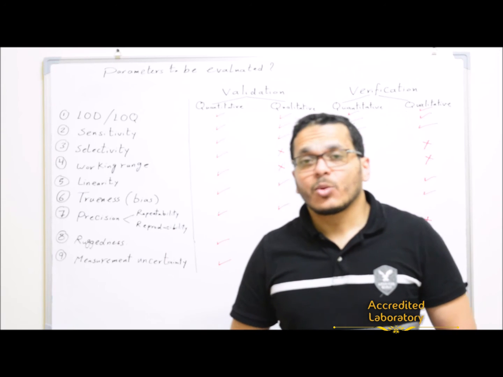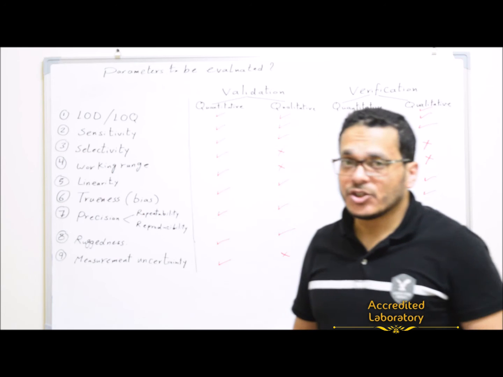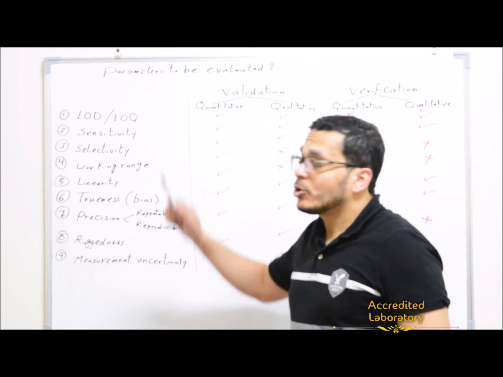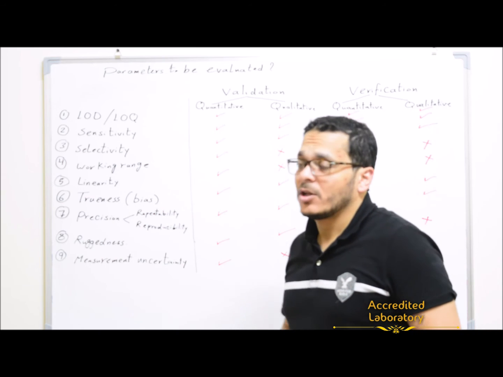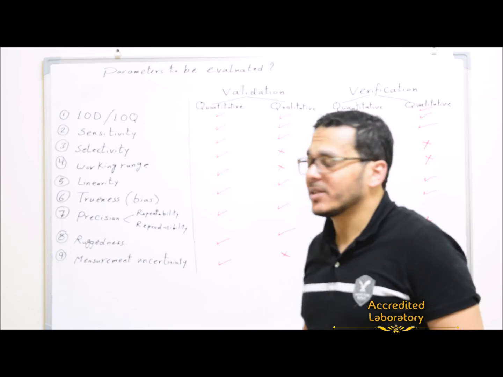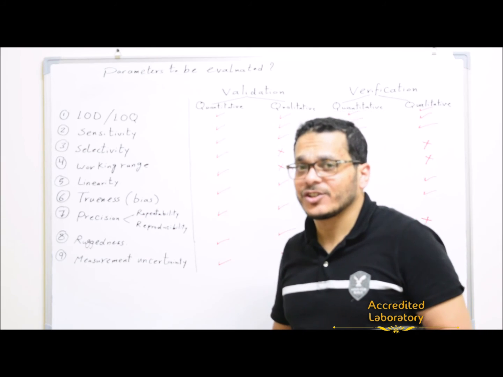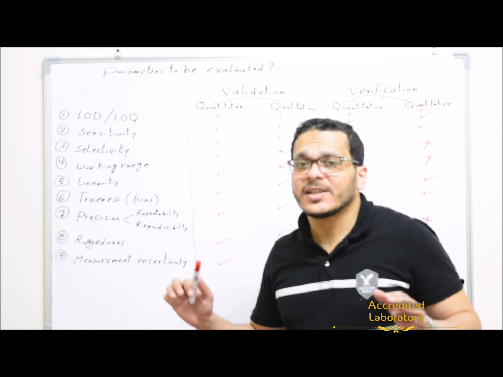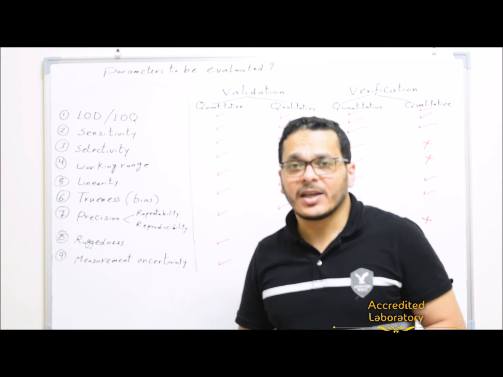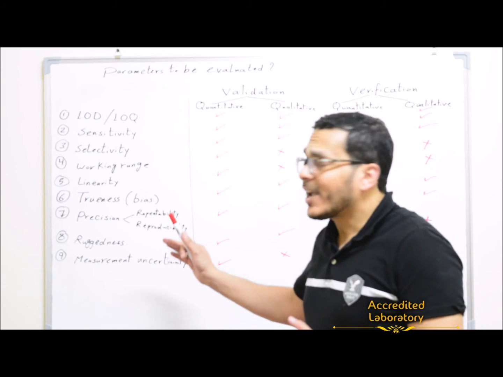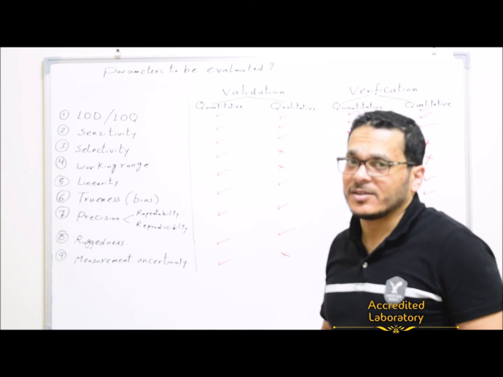What are the parameters required to be evaluated to ensure the performance of the method? In case of validation and verification: limit of detection or detection limit or minimum detection limit, limit of quantitation or quantitation limit or reporting limit, sensitivity, selectivity, working range, linearity range, accuracy, and under accuracy there is trueness and precision, and under precision there is repeatability and reproducibility, ruggedness or robustness, and at the end measurement uncertainty.